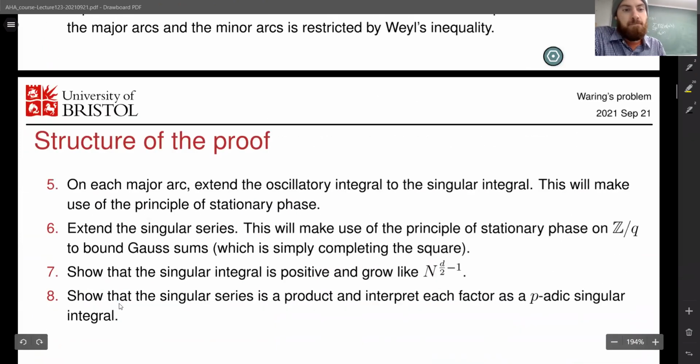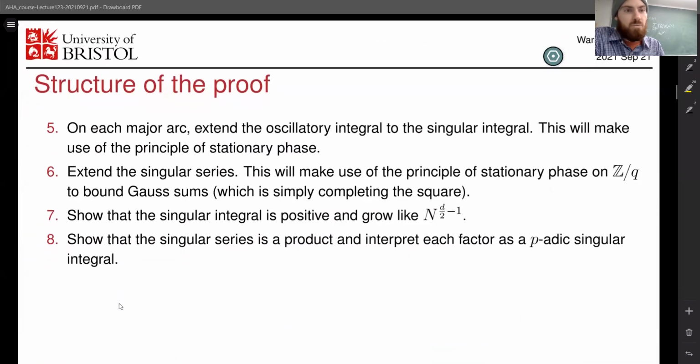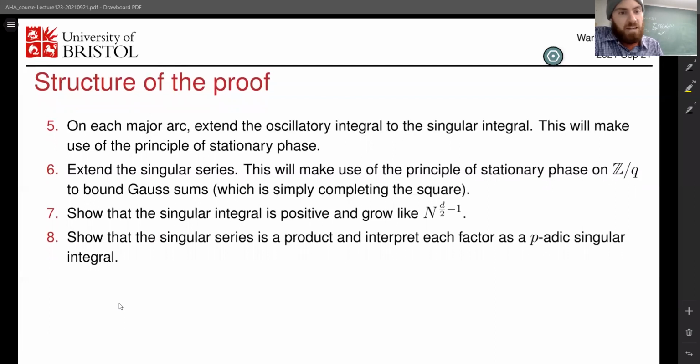Then the rest of the proof is optimizing the major arcs so that you can actually find out what that optimization between major and minor is.